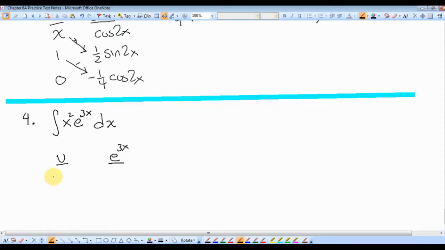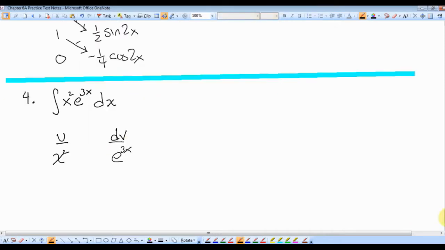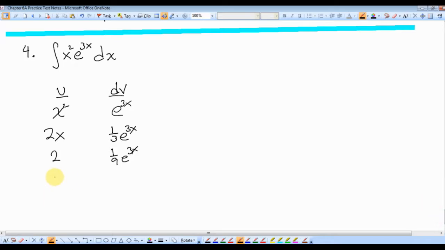Okay, so we got x squared e to the 3x. Oh wait, what did I do there? Yeah, you're right. Right, 2x. Is this 1/3 or 3? 1/3. Then 2, 1/9 e to the 3x. Then 0, 1/27 e to the 3x.